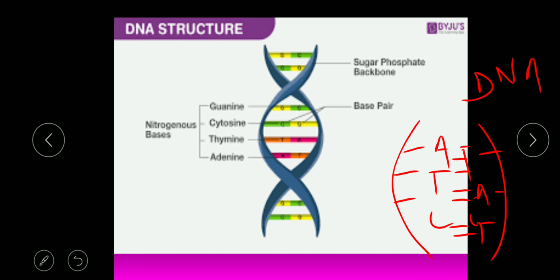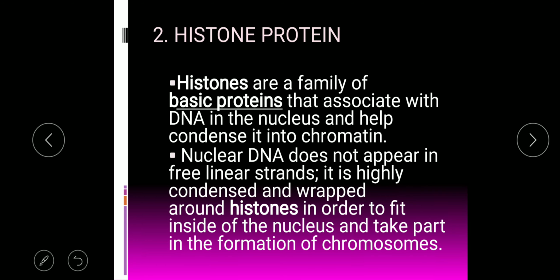But C and G, how many hydrogen bonds? 3. So by knowing the bases of one strand, you can easily identify the bases on the other strand, and in this way these two strands are complementary to each other.